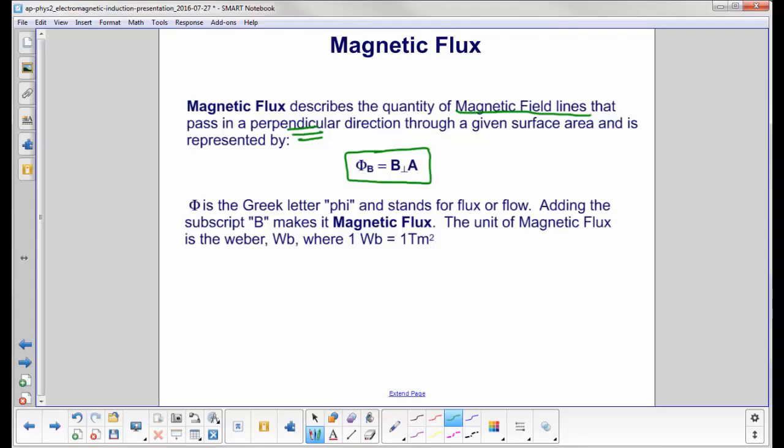The unit of magnetic flux is the Weber, where 1 Weber equals 1 Tesla meter squared. And you can see that right here, right? Magnetic field is Tesla, area is square meter, so it's Tesla meter squared, and it's Weber. Again, named after a famous physicist.